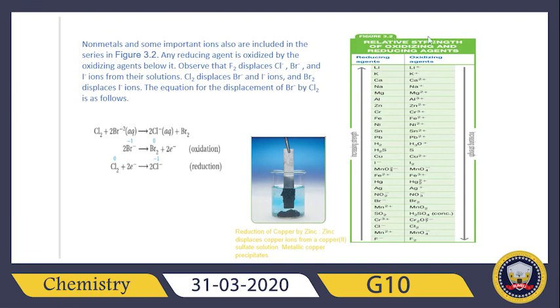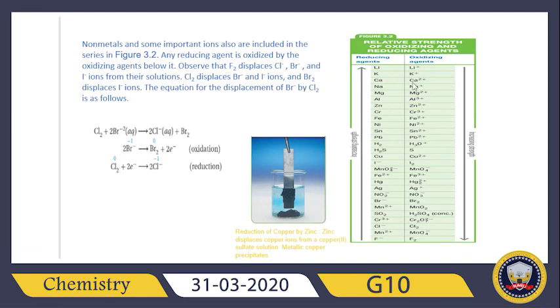So guys, as you can see here in this figure, we have 2 columns. The column on the right represents the oxidizing agents, and the column on the left represents the reducing agents. As we move down for the oxidizing agents, the strength of the oxidizing agents will increase, while for the reducing agents, as we move up, the strength of these reducing agents will increase.